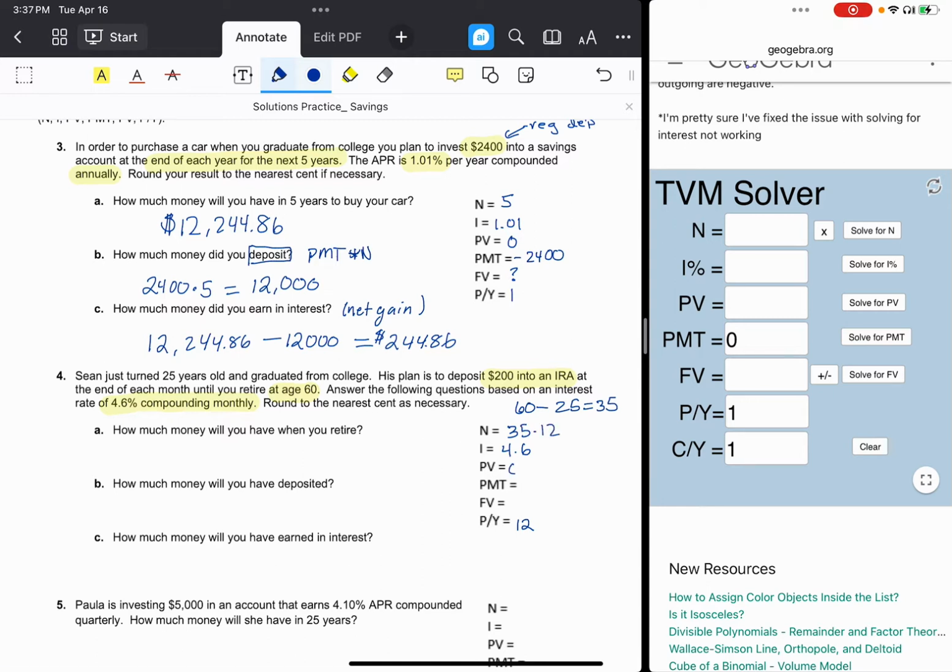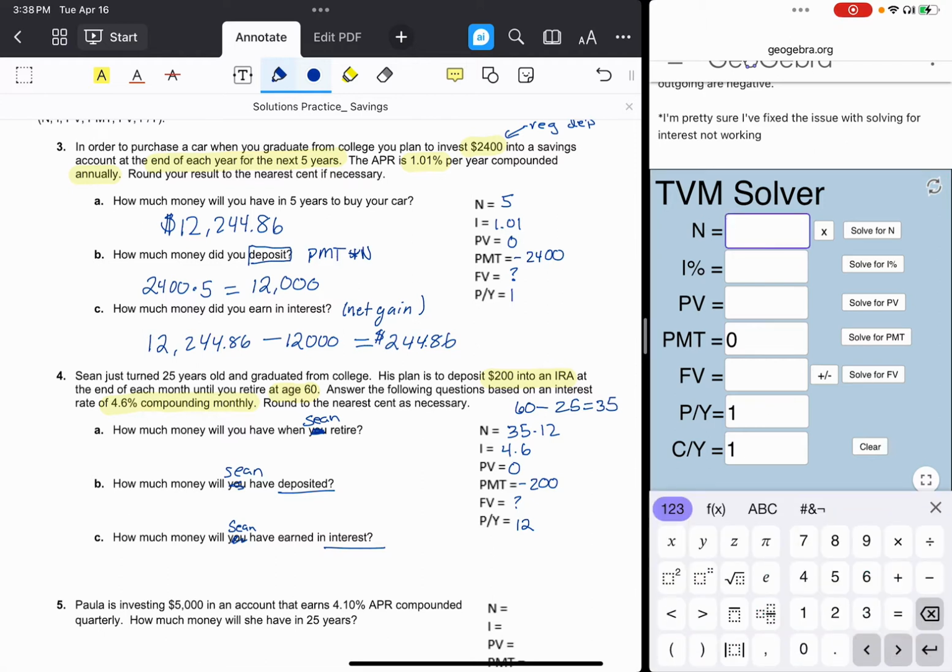Again, this is another one where I don't have a present value, but I do have a regular payment amount. He's putting in $200. And how much will Sean have when he retires? So I'm looking for a future value. We're basically being asked the same few questions we were asked last time. I'm just going to write Sean here. So we have deposited and we have interest. Okay, so let's go type stuff into our calculator.